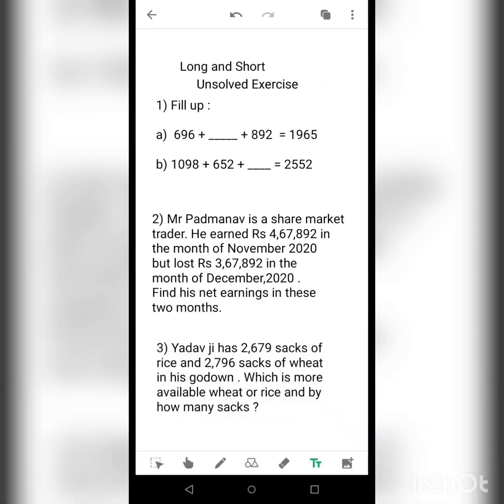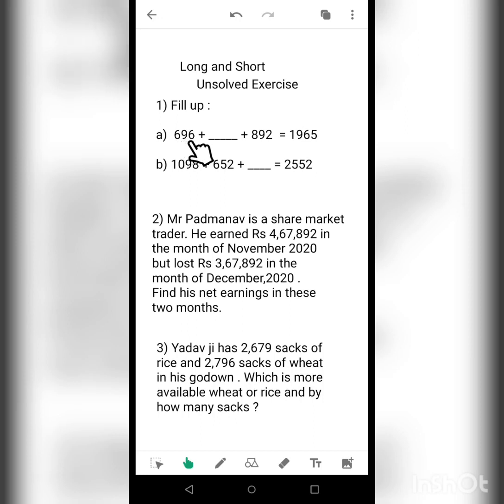Now, as you can see, the sum of 3 fill-ups are given on the right hand side and 2 values are given on the left hand side, but one of the values is missing. So what you need to do for questions of these types of fill-ups, you add up the given 2 quantities and then subtract it from the sum or value quantity given on the right. You add up the 2 given quantities and then subtract it from the result value.